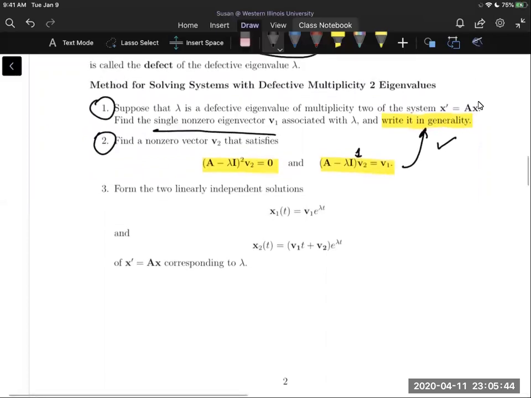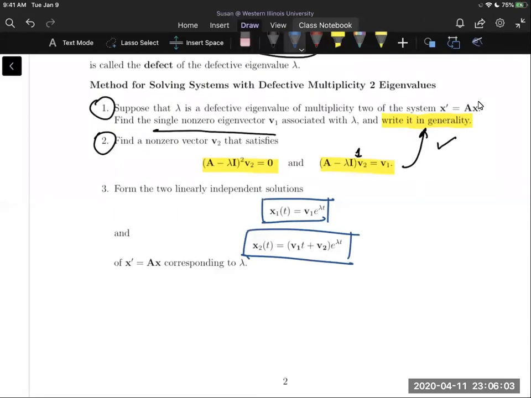And then finally, you're going to form these 2 linearly independent solutions. The first one looks just like it always did, v1 e to the lambda t. The second one becomes a linear combination. All right, and that's how we're going to get these 2 linearly independent solutions.